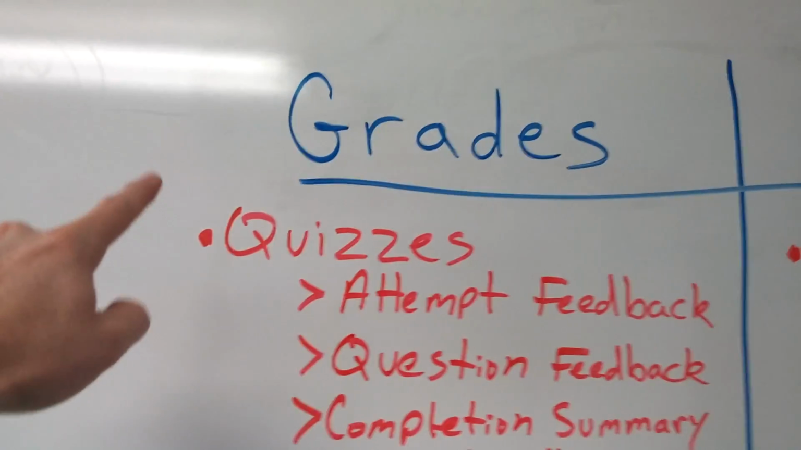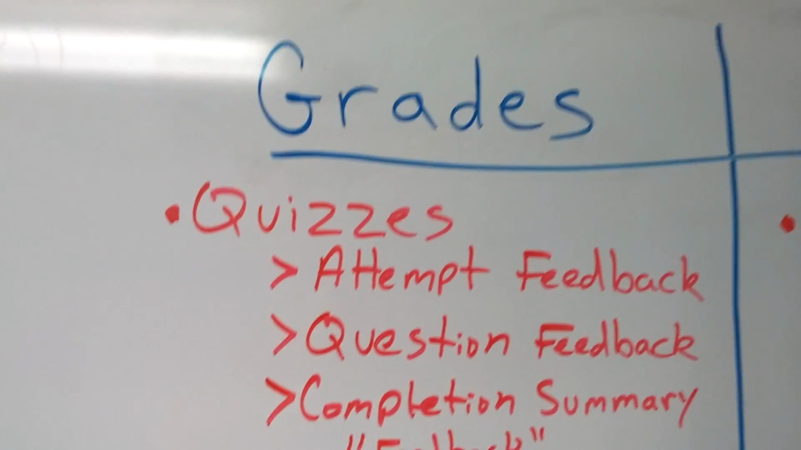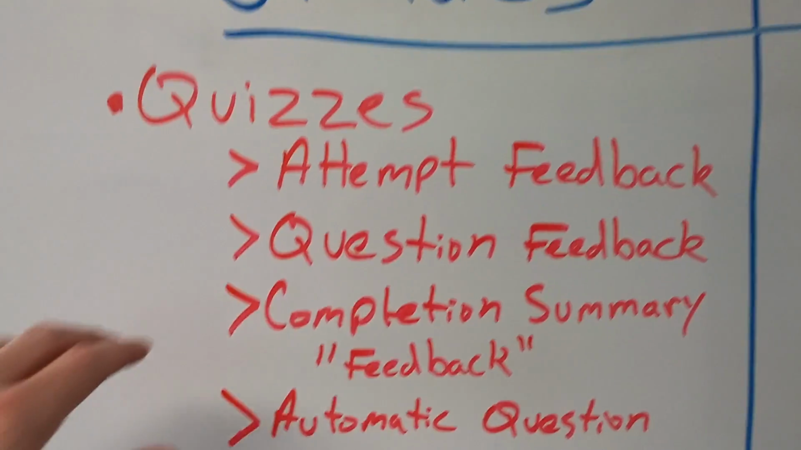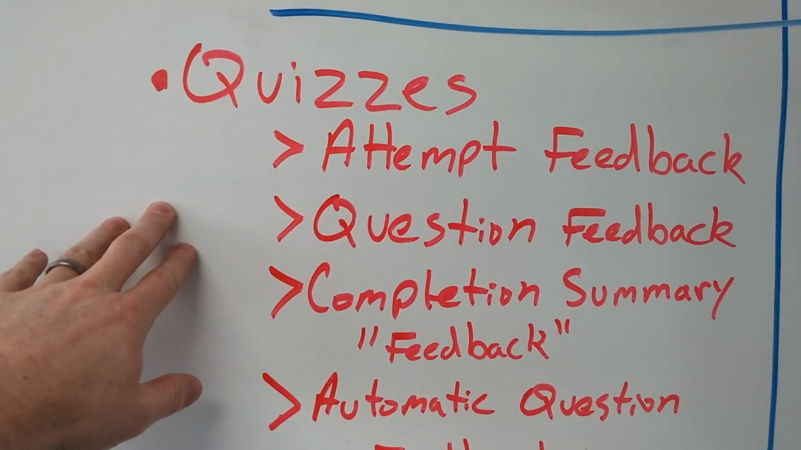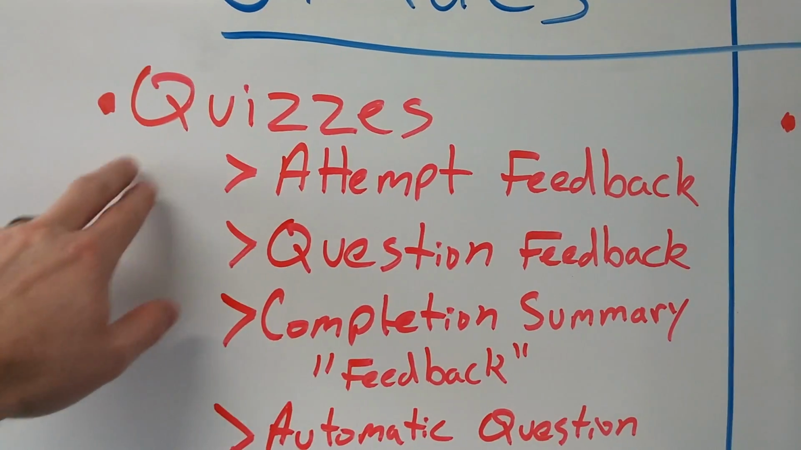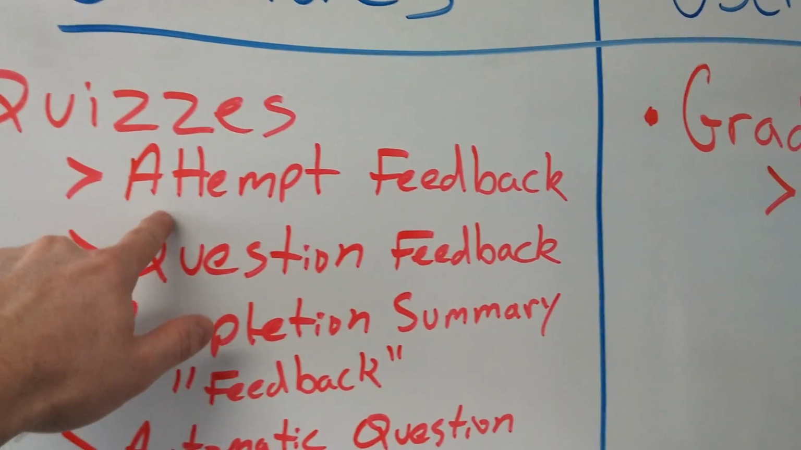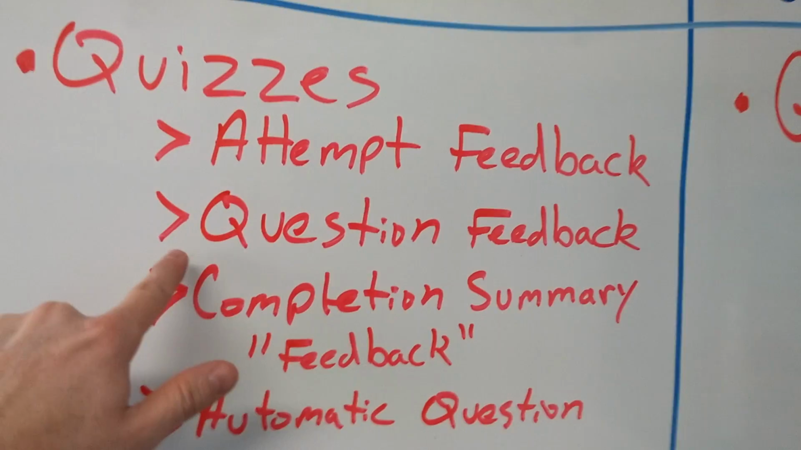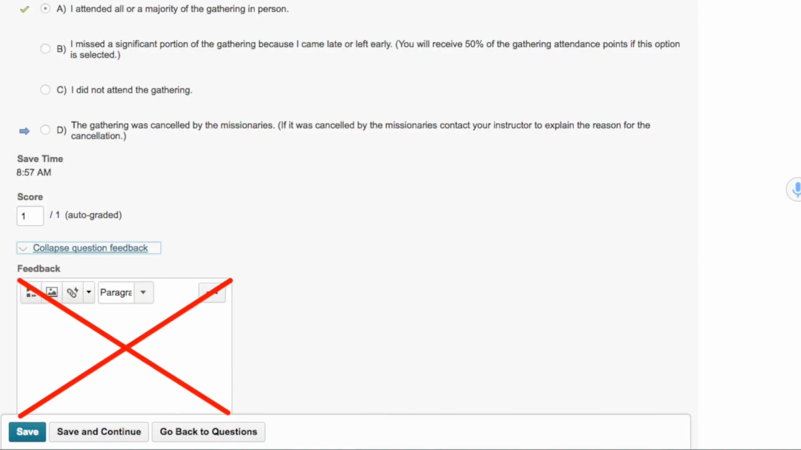However, if you want to use grades, you can do that. Send your students only to grades. But if you do this, these are things you can't do. You can't grade quizzes in the quiz tool and leave feedback under attempt feedback. Okay, you can't leave feedback under question feedback.